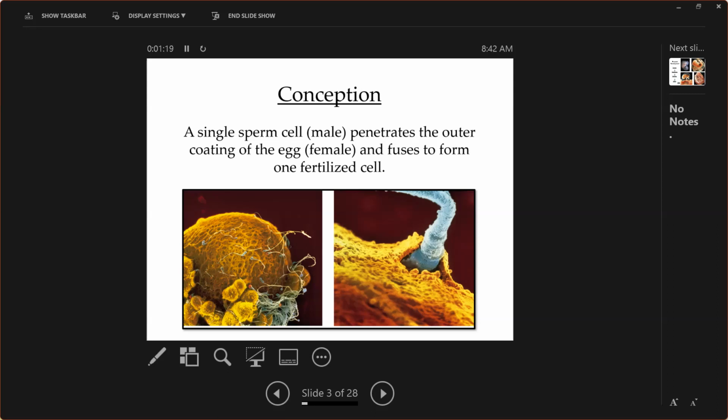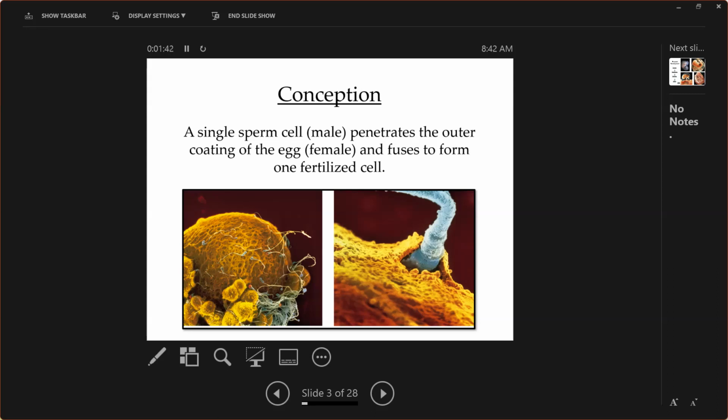The moment of conception marks the beginning of a new cell, right? We won't get into when life begins. That's a huge moral and ethical and sometimes religious debate, but we can talk about the beginning of a new cell here, where a single sperm cell from a male penetrates a single egg from a female, forming a new fertilized cell.